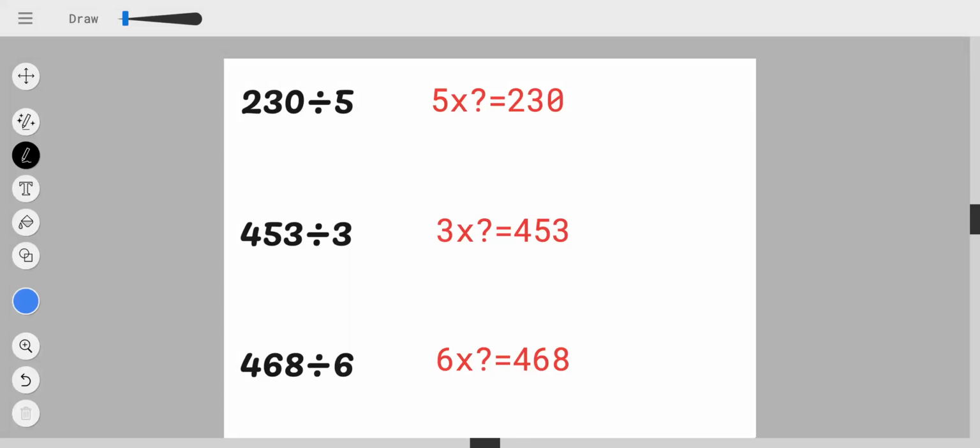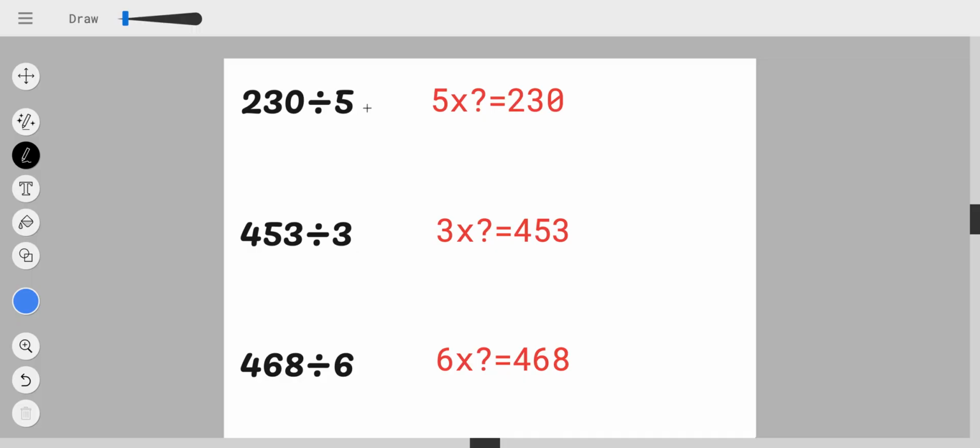Let's take a look at how we can use a strategy called chunking to divide larger numbers. Now, chunking involves breaking a larger number up into simpler chunks, chunks that have powerful zeros in them. So let's take a look at this first example, 230 divided by 5.